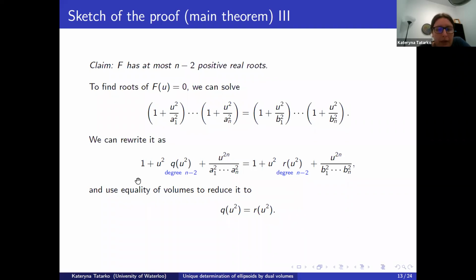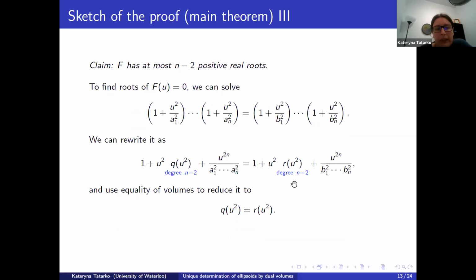Then I can simplify, so the constant term will cancel out. Here we recall that we haven't used our last condition. The volumes of the two ellipsoids also coincide, meaning that the products of their semi-axes are the same, which lets us cancel out the term with the highest power of u. Eventually, by simplifying, we reduce it to the following equation. This tells us that indeed F will have at most n-2 positive real roots, since these polynomials are of degree at most n-2. And we are done. So we're done with the main theorem.